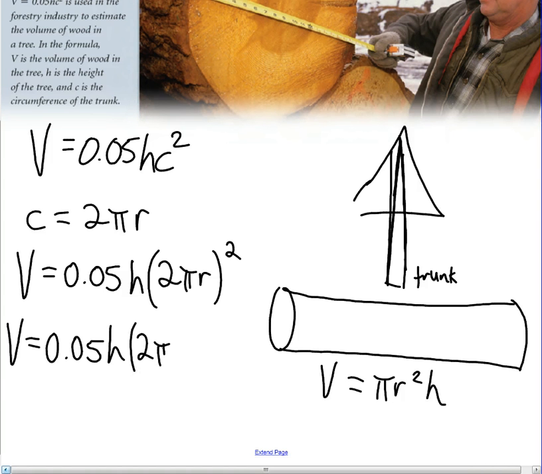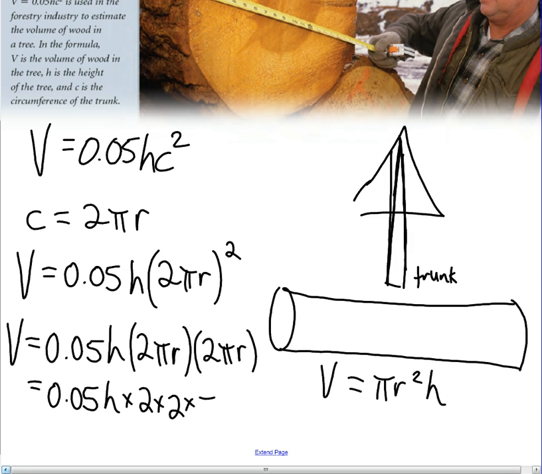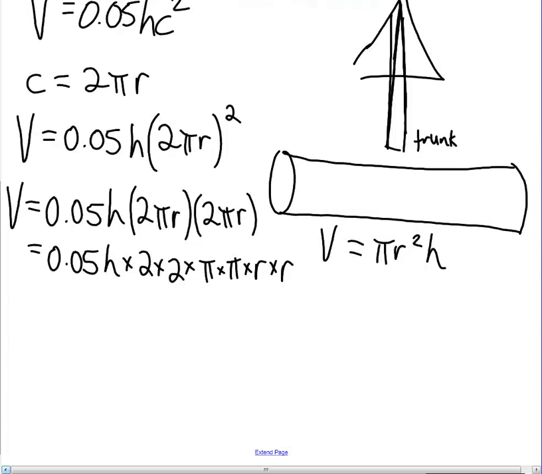Exponents means repeated multiplication. And we repeatedly multiply all of that term, which means that we have 0.05 as a factor multiplied by the height of the tree, multiplied by 2 2's, 2 pi's, and 2 r's. So that would be showing what's called expanded form. So when you're asked to write something in expanded form, this is what is required, is to write out all the factors.